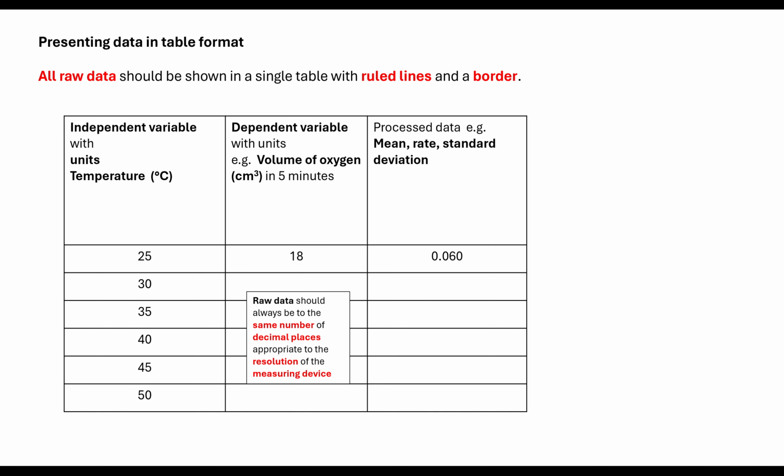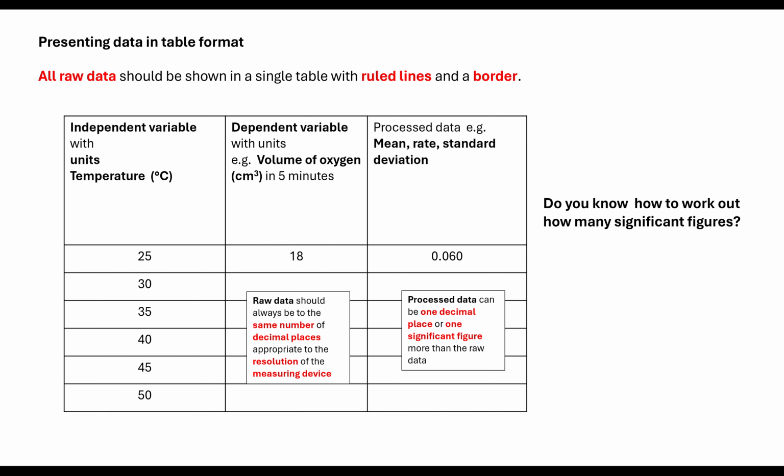So again, this is a skill that they could be assessing you. Do you know how to work out how many significant figures? Check the question. The question will either state it or they'll expect you to know that processed data can be one decimal place or one significant figure more than the raw data. So it's important that you note when you're looking at significant figures, how many should you be using? Well, that is dependent on the data you have collected.